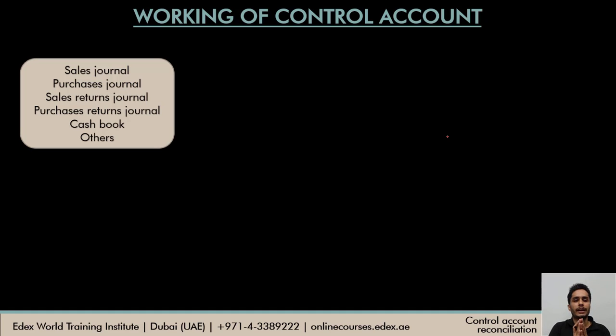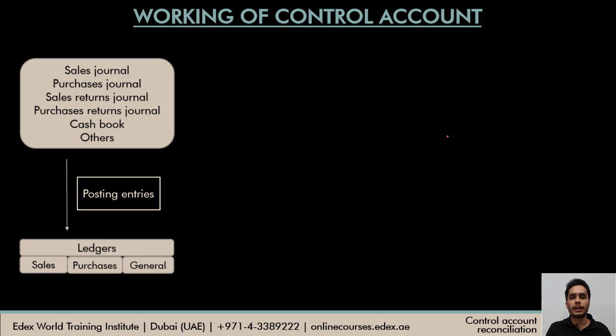Now, transactions when they happen in the business are first recorded in these books, and after that they are posted in the individual ledger accounts. Customer's account will be in the sales ledger, creditor's account will be in the purchase ledger, and all other accounts will be in the general ledger. Posting is done, and then we need to prepare our control account.